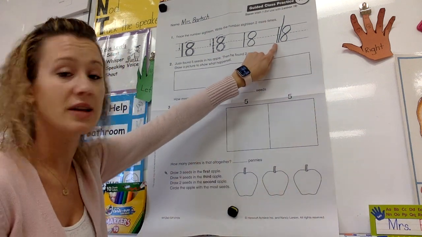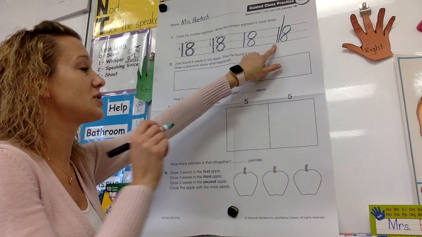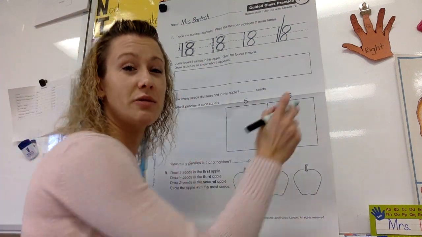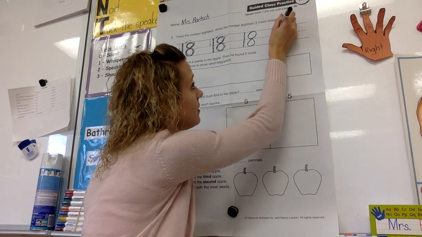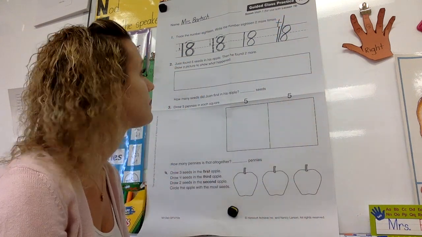Yeah, the 1 is in the tens place. So the 1 tells you how many 10s. So we're going to write a T for tens. You can do uppercase or lowercase, it doesn't matter. Above the number 1.